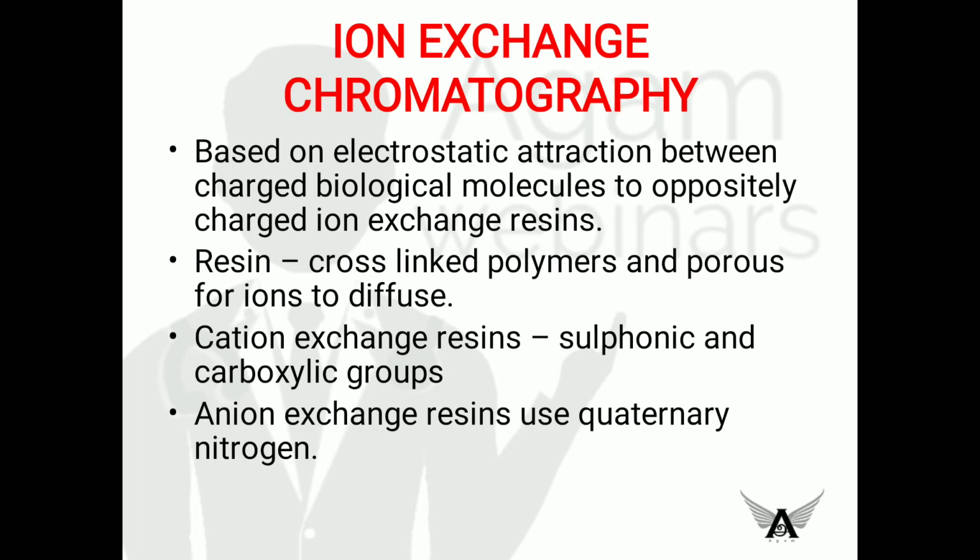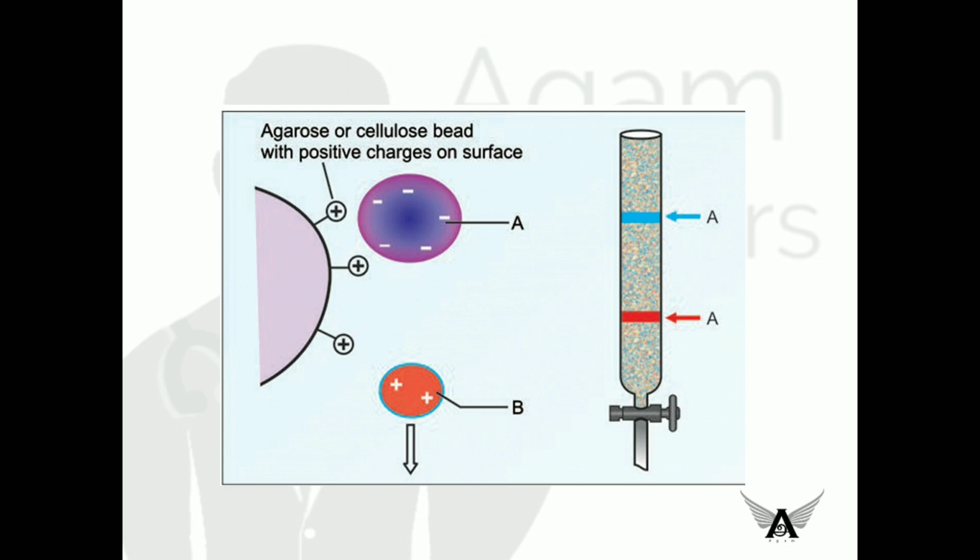Next is ion exchange chromatography. It is based on the electrostatic attraction between charged molecules and oppositely charged molecules. If it is positively charged, it is attracted by a negative charge. We are using resins, which are cross-linked polymers, porous for ions to diffuse. We have both cation exchange resins and anion exchange resins. Cation exchange resins use sulfonic acid or carboxylic groups, while anion exchange resins use quaternary nitrogen. See, this is the picture. If we are using agarose, which is positively charged, it attracts negatively charged particles, and the positively charged particles are repelled and come out first.